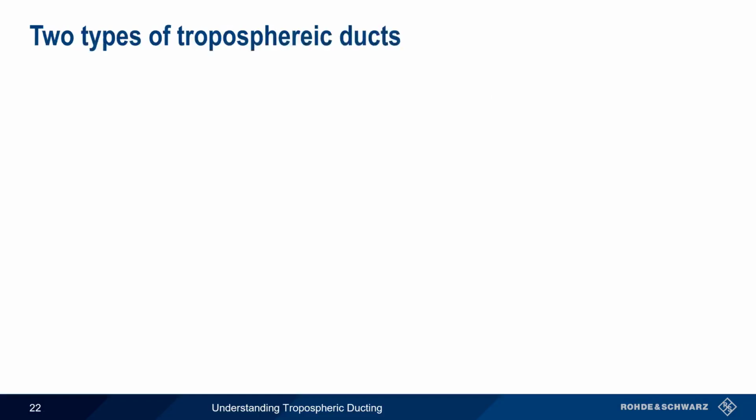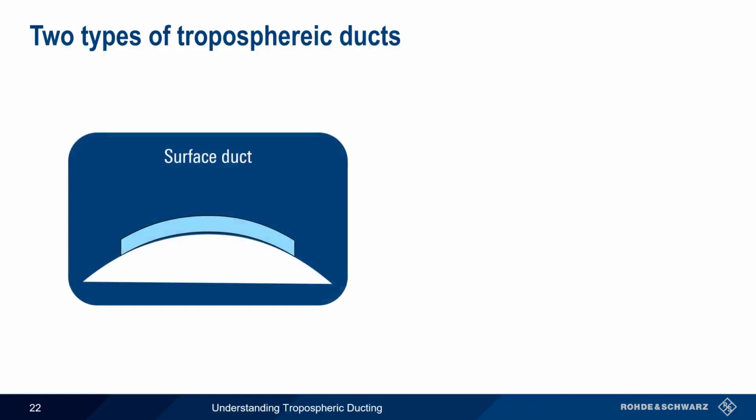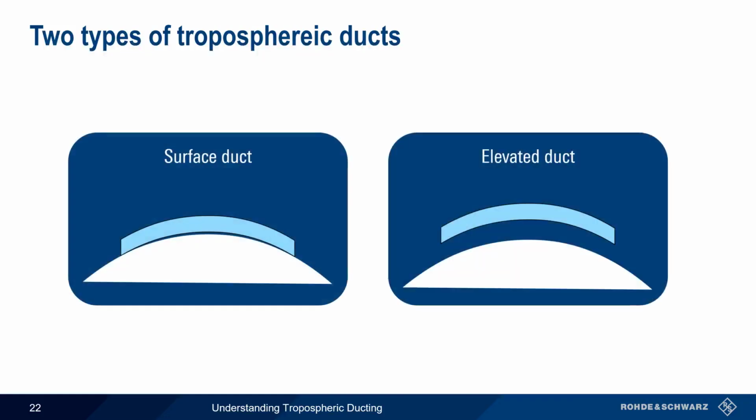Depending on how they're formed, ducts can be classified as either surface ducts or elevated ducts. These have somewhat different propagation characteristics, so let's take a few minutes to look more closely at these two different kinds of ducts.